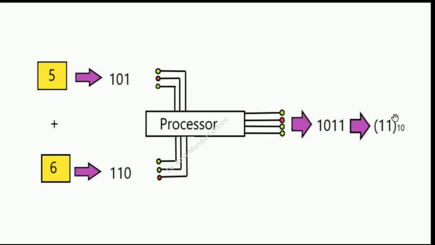So ultimately it will give the output in decimal form, but initially the output was in binary form and then it was converted. And 5 plus 6, we know it is 11, but the processor of the computer calculates with the help of binary numbers only.